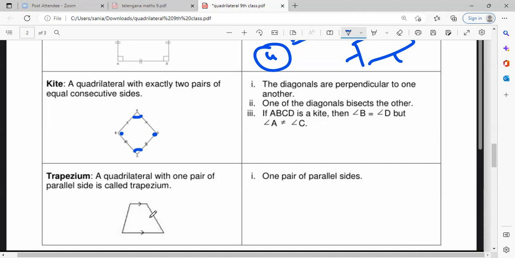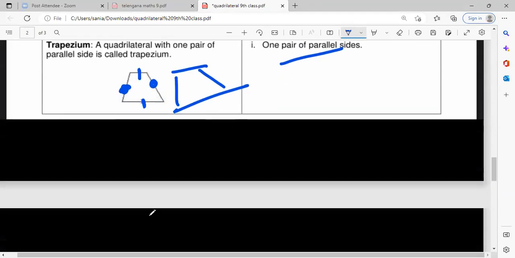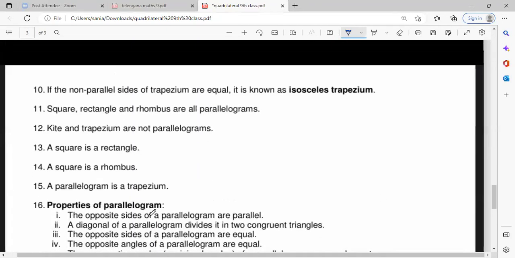Okay. And coming to trapezium, one pair of parallel sides is there. This is a trapezium basically. Over here, these two sides are not equal and parallel, right? But these two sides are parallel. Clear? Okay. Now coming to the next thing.